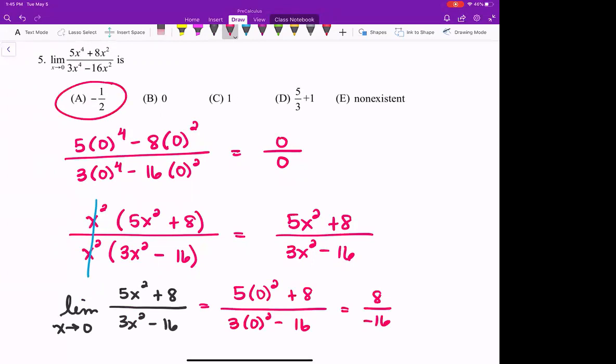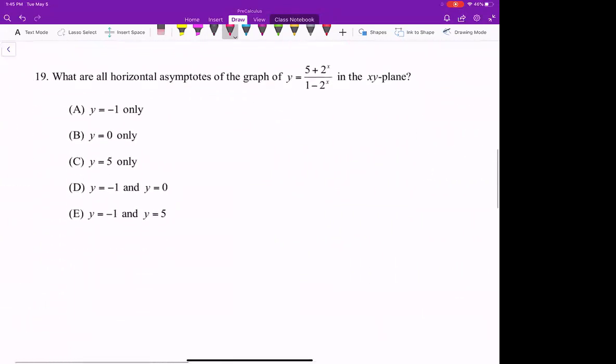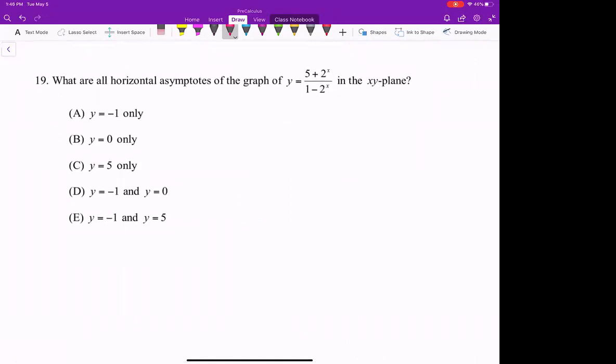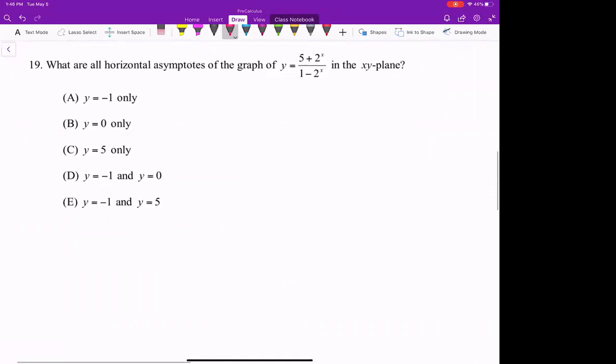Okay, moving right along. I think I have another one over here. This one's kind of tricky. I'll start this one out with you. If we're looking for horizontal asymptotes, the thing about horizontal asymptotes is only in a rational function will you have just one horizontal asymptote. This one's not a rational function. It's rational in nature, but by definition, a rational function has to be a polynomial over a polynomial, and something like 2 to the x is not a polynomial.